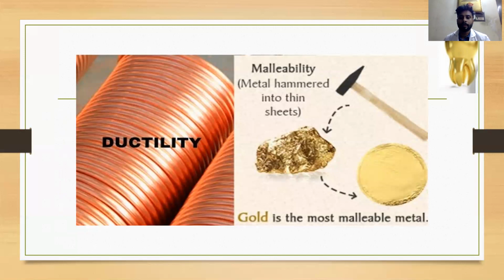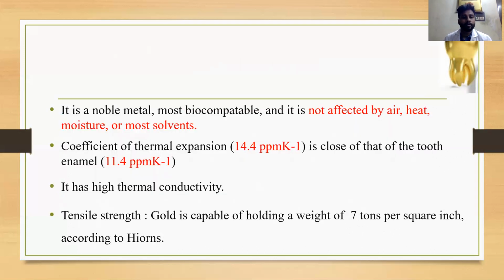So gold is the most malleable metal, that is, it can be hammered into thin sheets, as we have studied in our high school about this property. And it is a noble metal, most biocompatible, and is not affected by air, heat, moisture, or most solvents. Coefficient of thermal expansion is 14.4, which is close to that of tooth enamel, which is 11.4.